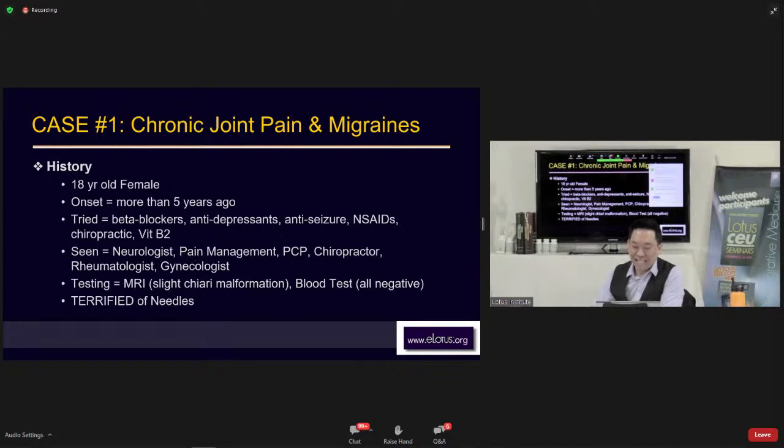And this patient is terrified of needles. So maybe some of you are wondering, why the hell does she call an acupuncture clinic if she's terrified of needles, right? Because she's desperate. She's been to everybody and nobody is helping.